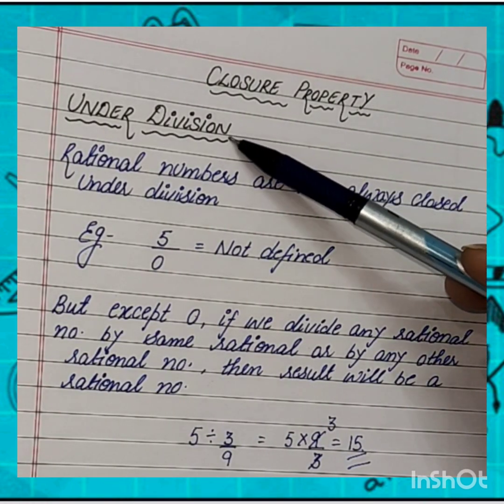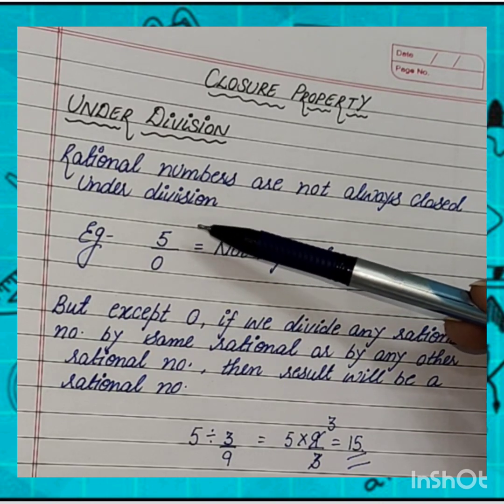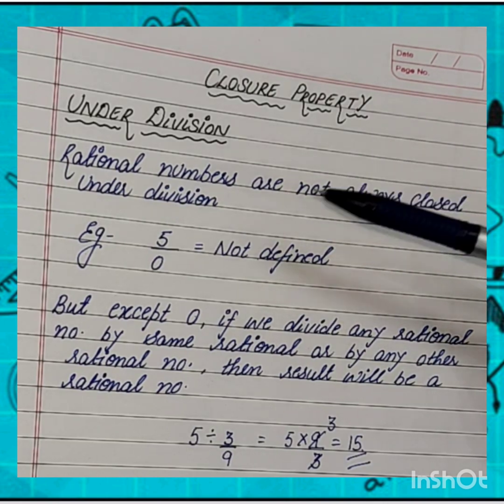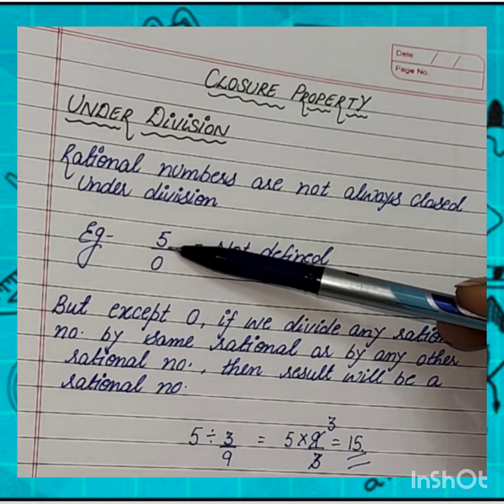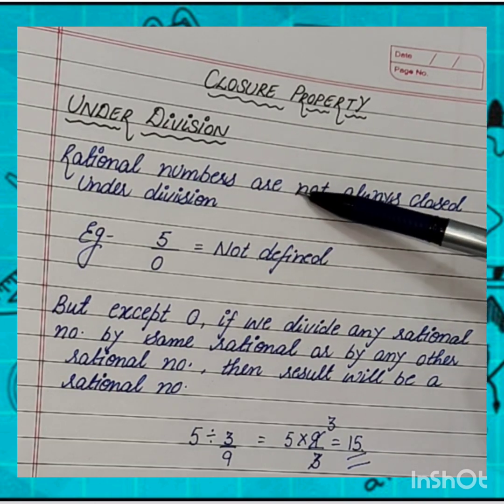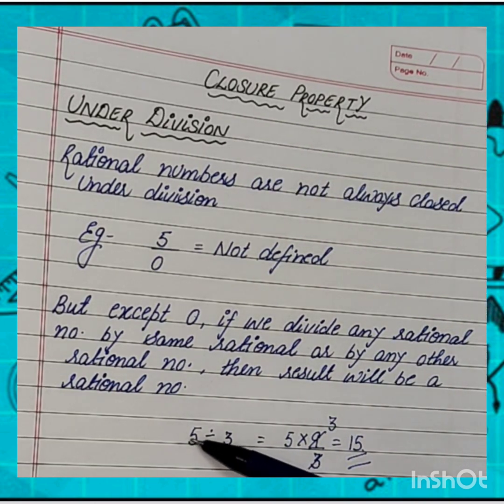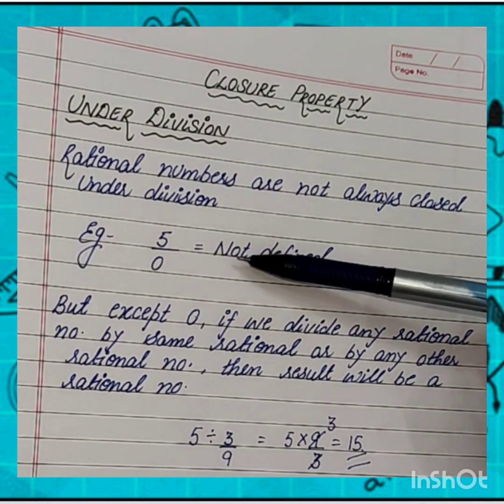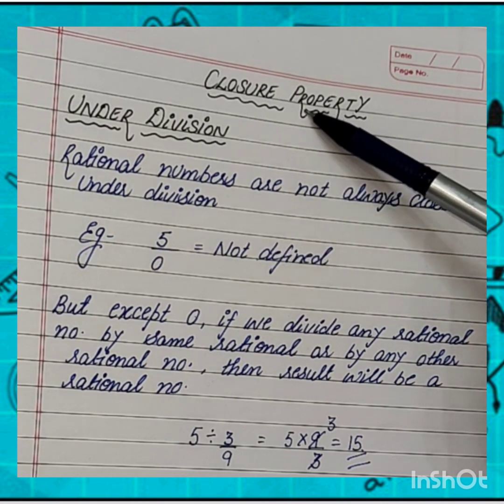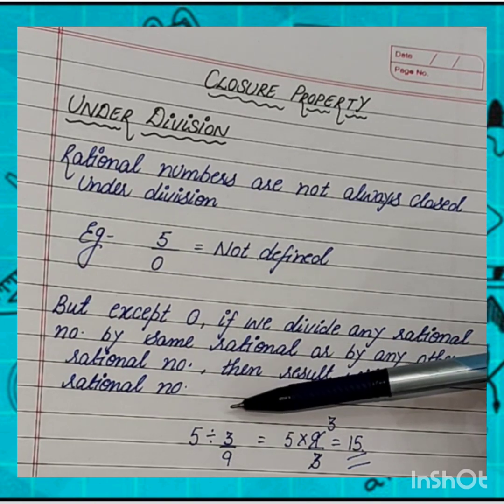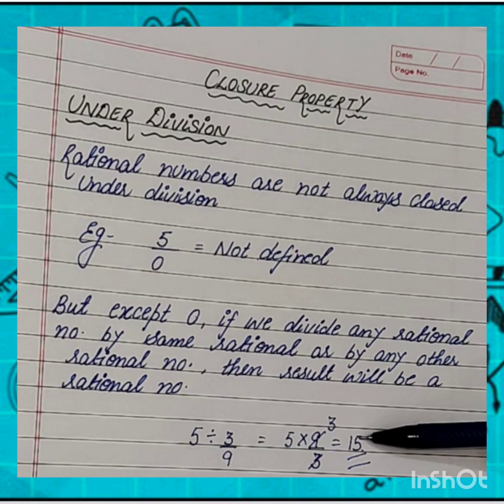Now, closure property under division means if we divide a rational number by another rational number, then our answer will not always be a rational number. Like 5 upon 0. If we divide any rational number by 0, then this will give not defined. It means we can say rational numbers are not closed under division. But if we divide any rational number by any other non-zero rational number, this will give a rational number. So if a rational number is divided by 0, the answer will be not defined, that means the closure property will not be satisfied there. But if we divide a rational number by the same number or any other non-zero rational number, the answer will be a rational number.